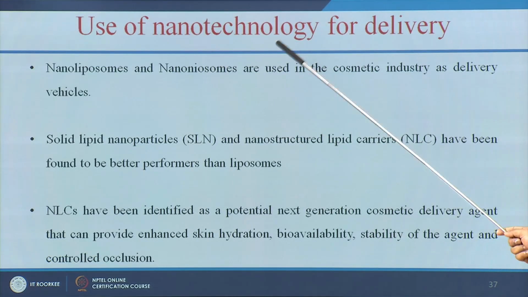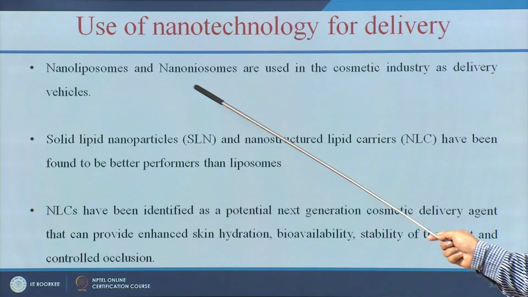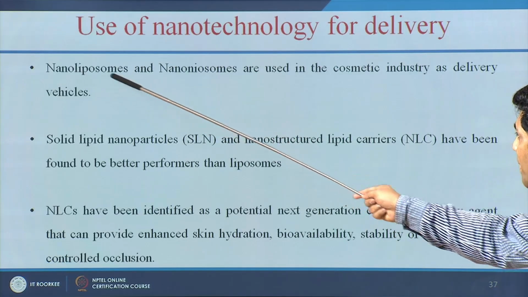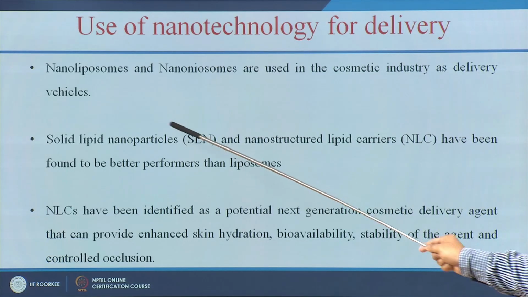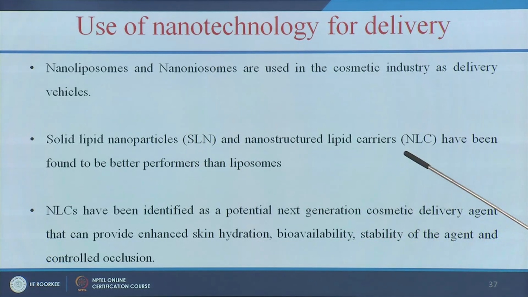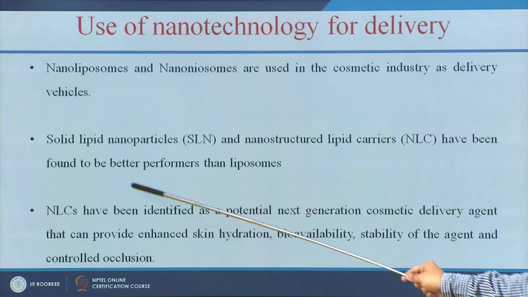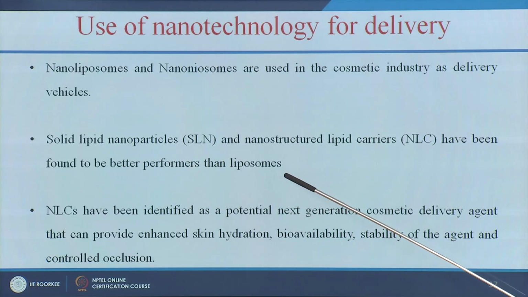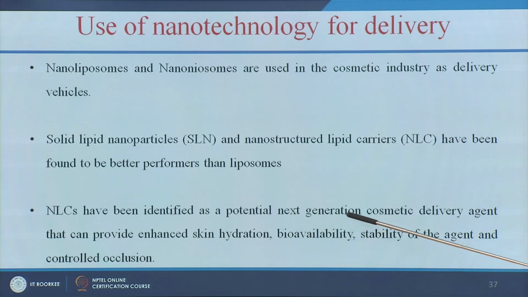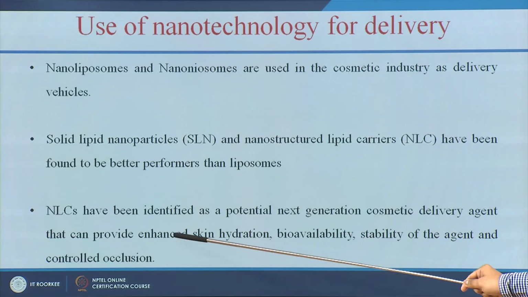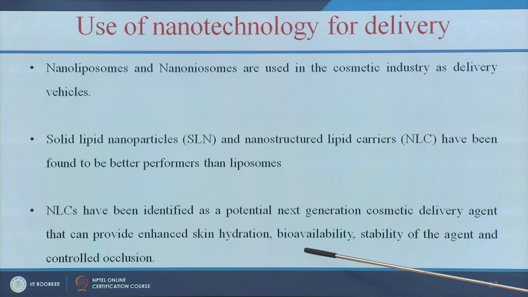So, how can we use this nanotechnology for various liposome based carriers? The nano liposomes and nano niosomes are mainly used in the cosmetic industry as delivery vehicles, and SLN and NLC are also very good drug delivery agents when compared to the liposomes. The NLC have been identified as a potential next generation cosmetic delivery agent, which can provide enhanced skin hydration, bioavailability and stability of the agent.